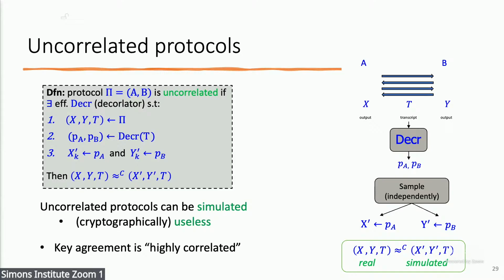It's almost the last slide. So we have uncorrelated protocols; we defined them, and they're not useful. We have key agreement, which is not a decorrelated protocol. And the question is, maybe there are other protocols somewhere in between, which are not decorrelated and are not key agreement. Maybe we live in a world of many sorts of correlation.